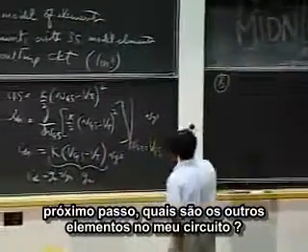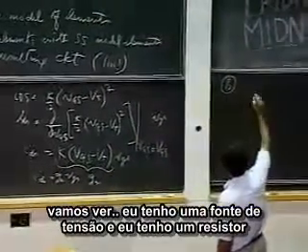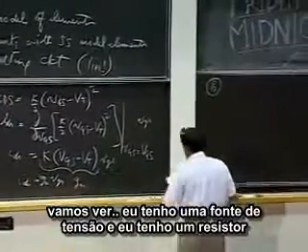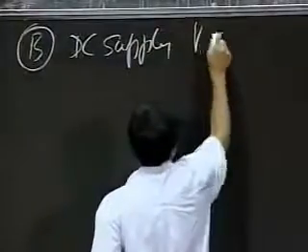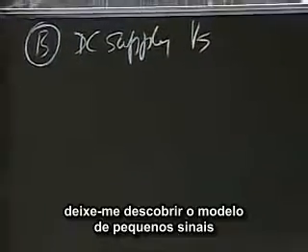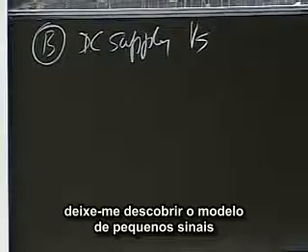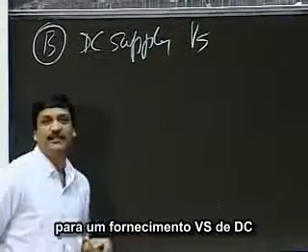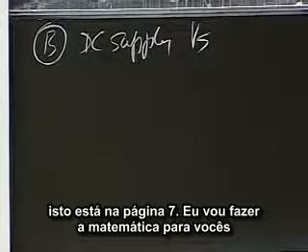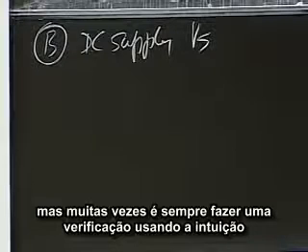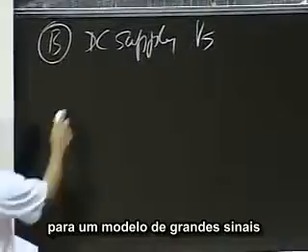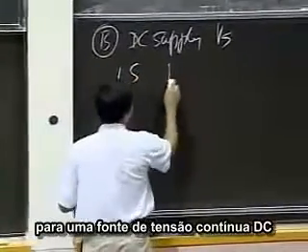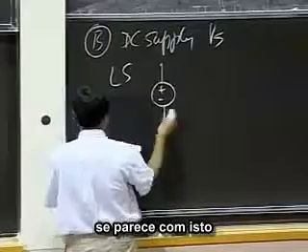What are the other elements in my circuit? Let's see, I have a voltage source and I have a resistor. So let me find out the corresponding small signal model for a DC supply VS. This is page 7. Now, I'll do it mathematically for you, but oftentimes it's always good to do a sanity check using intuition. So let me ask you, the large signal model for a DC supply looks like this.